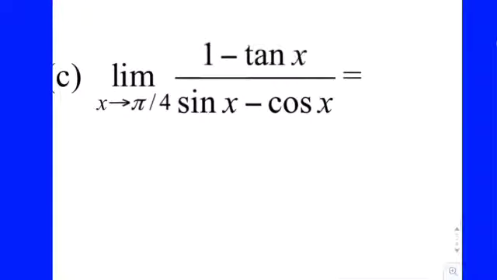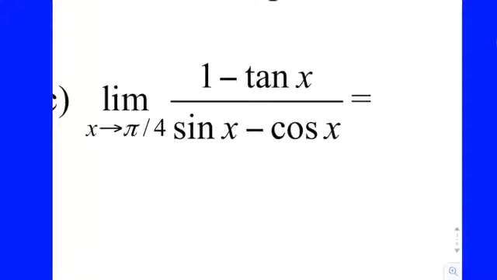All right, how about this guy? Look what we're approaching. That's weird. Pi fourths. So you plug in a pi fourths. Tangent of pi fourths is 1. 1 minus 1 is 0. And then sine and cosine of pi fourths are exactly the same, right? They're both square root of 2 halves. So when you subtract them, you get 0. All right. Do you think we're going to be using the two trig limits that we memorized, sine of x over x and 1 minus cosine x over x, in this problem?